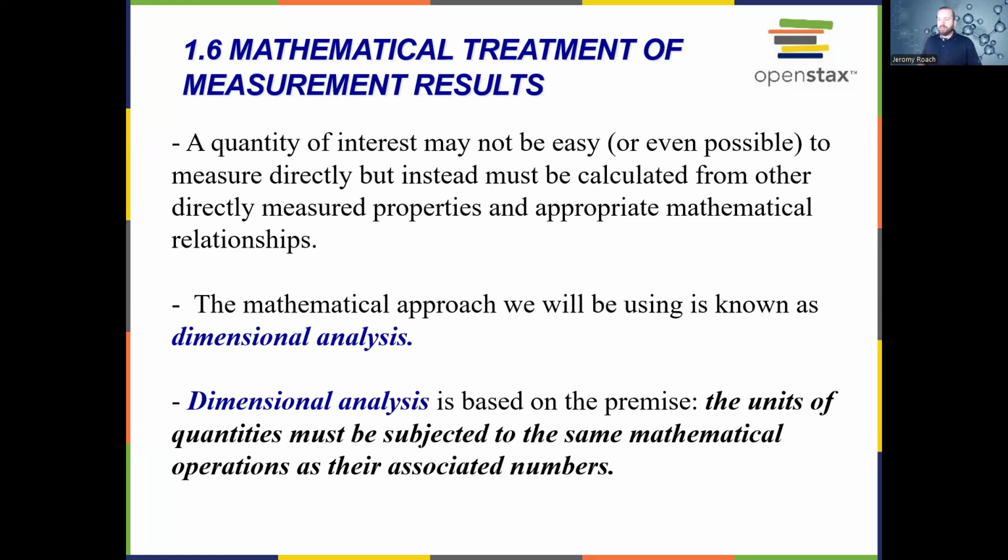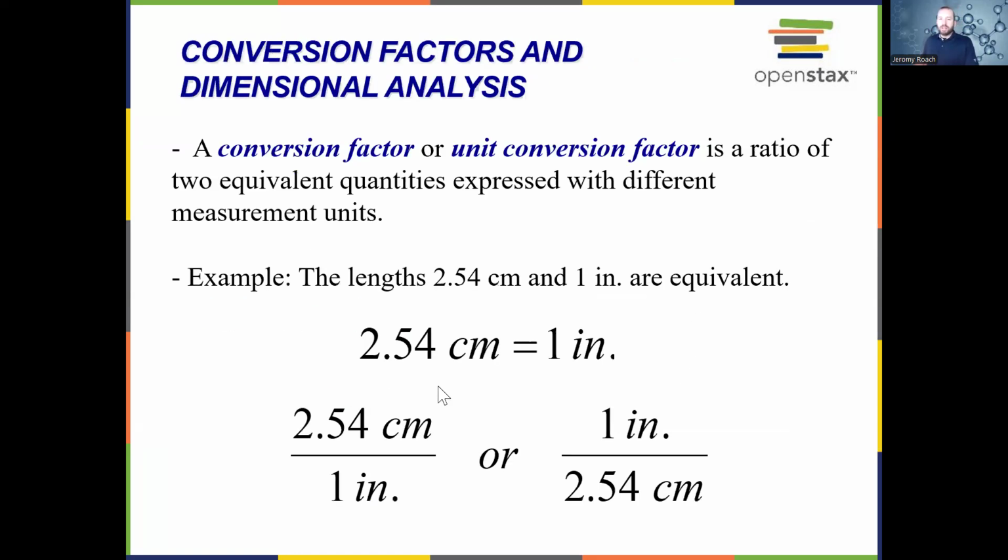So we have to be able to convert units properly in a lot of different chemical formulas and equations that we work on in this class. A conversion factor, or a unit conversion factor, is the ratio of two different quantities, and we express that ratio with different measurement units.